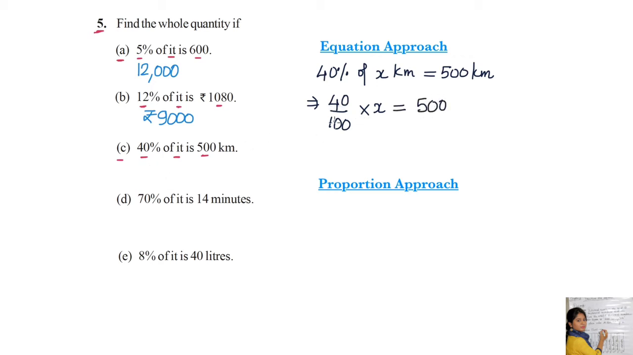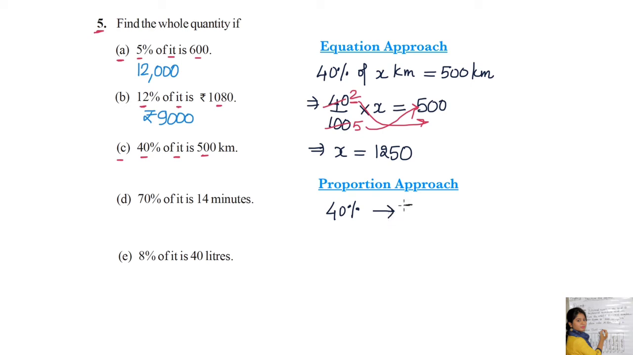Now 0 will be cancelled out by 0, and after reducing it will be 2 and 5. So let's transpose 2 and 5 now. So 5 will be multiplied by 500 and 2 will be divided by 500 into 5. So what will be the answer of x? x will be equal to 500 into 5, that is 2500, divided by 2, which will result in 1250. Now let's solve by proportion approach.